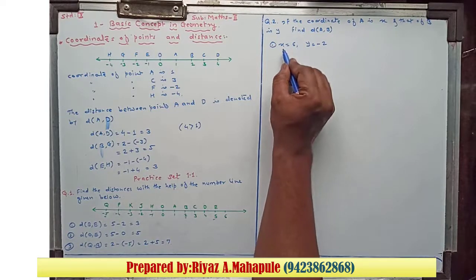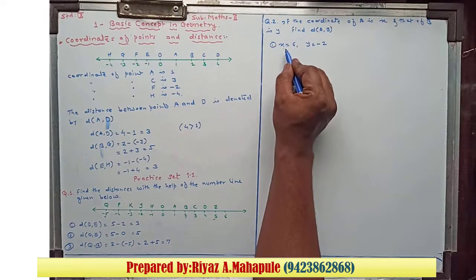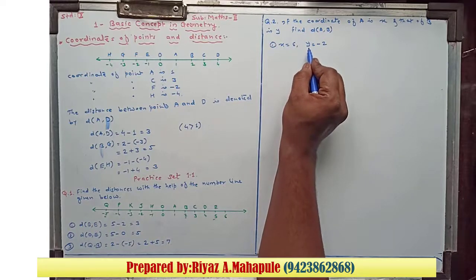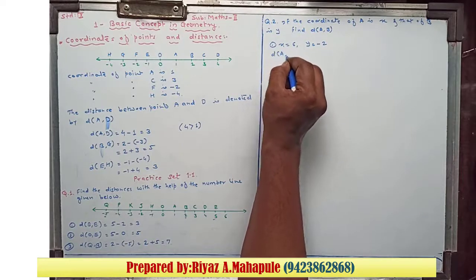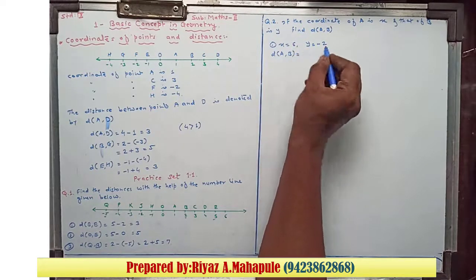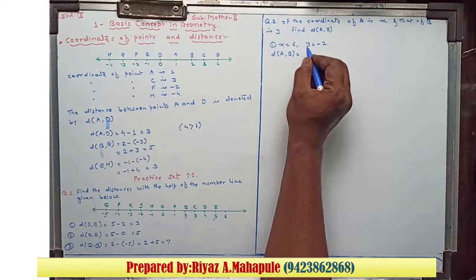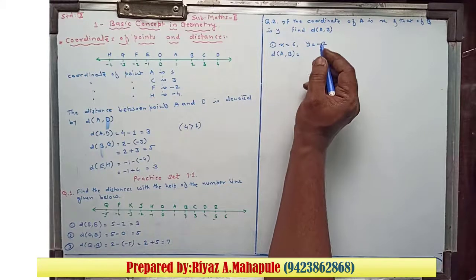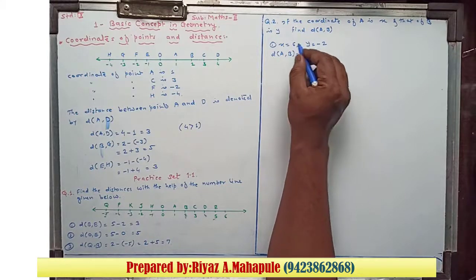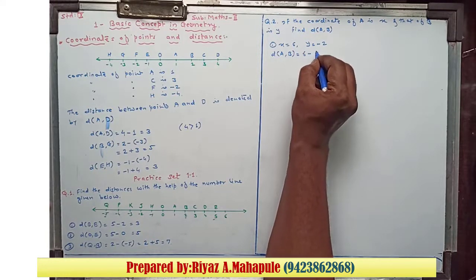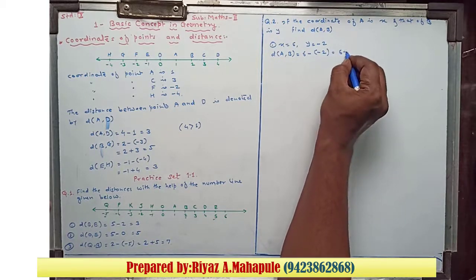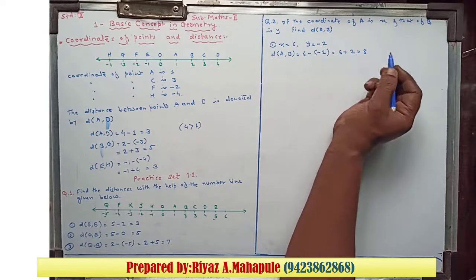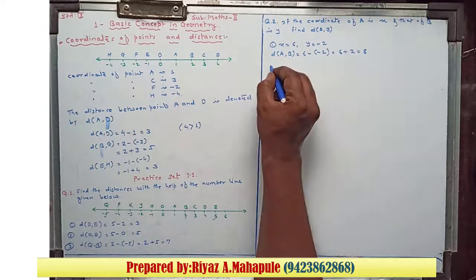Here x is nothing but the coordinate of point A, and y is nothing but the coordinate of point B, and we have to find the distance AB. So which coordinate is greater? Remember, if one coordinate is positive and another is negative, then the positive coordinate is always greater. So we subtract -2 from 6: 6 minus -2 is equal to 6 plus 2, that is equal to 8. That is the answer for the first.